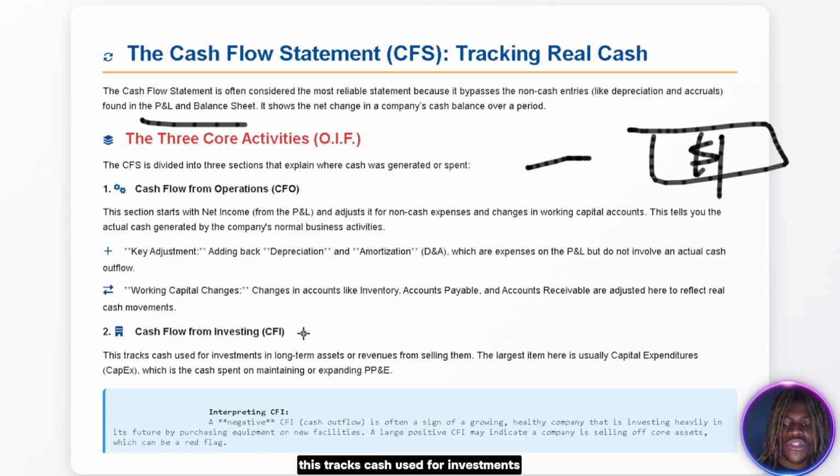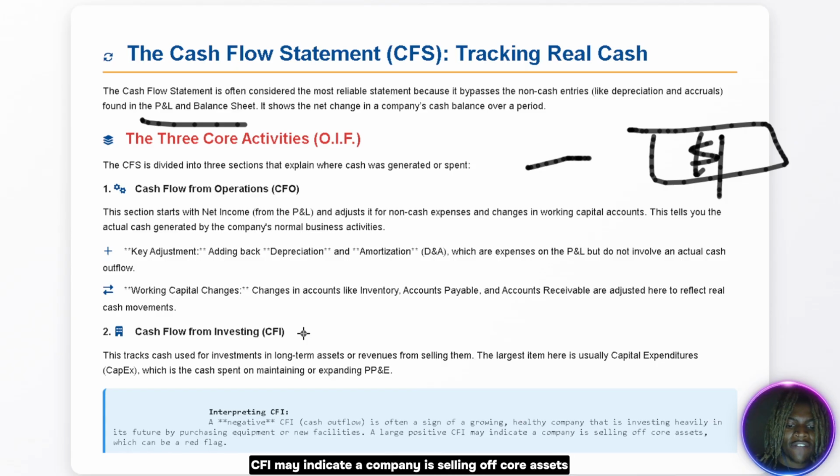This tracks cash used for investments in long-term assets or revenues from selling them. And the largest item here is usually capital expenditures, CapEx, which is the cash spent on maintaining or expanding PP&E. Okay, so interpreting CFI. A negative CFI, which is going to be the cash outflow, is often a sign of a growing, healthy company that's investing heavily in its future by purchasing equipment or new facilities, looking to scale its business and business income by putting the profit back into the business.